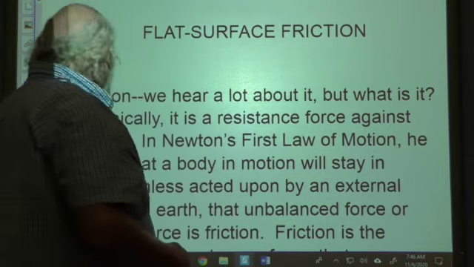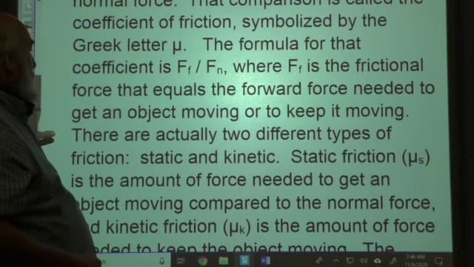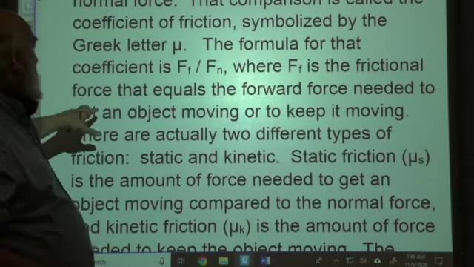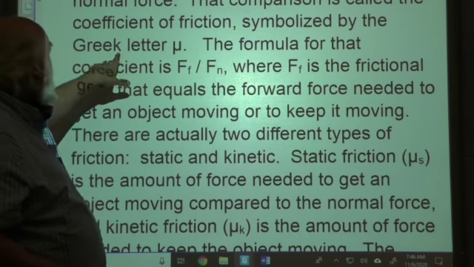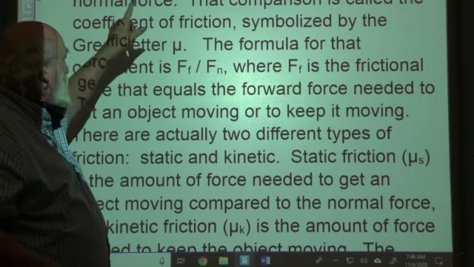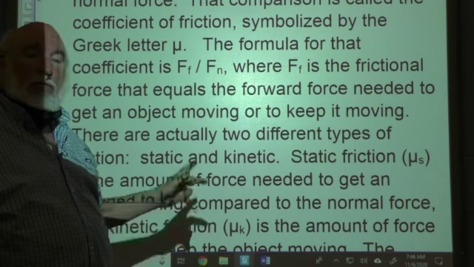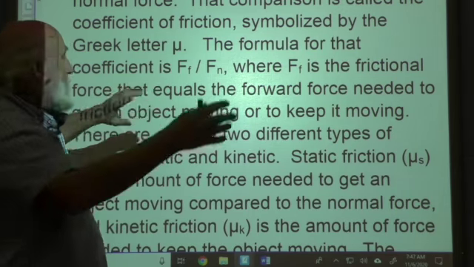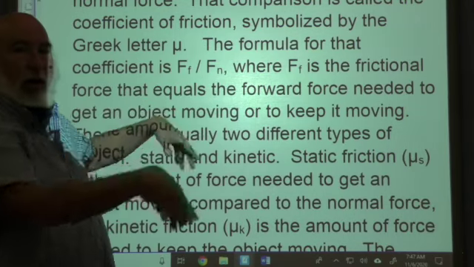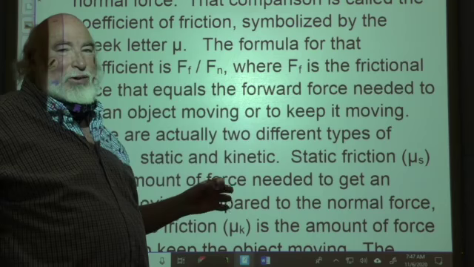Okay? So we have a symbol to represent that, and we call that symbol the coefficient of friction. Alright, so the coefficient of friction is symbolized by the letter mu. Now remember, the mu is like a little kitty cat walking to the right, it's got a tail going behind it, and it's going mew, mew, mew. See, that's how you remember that.